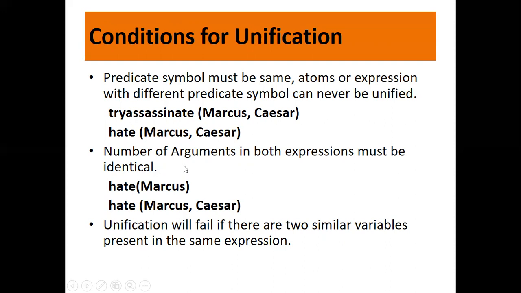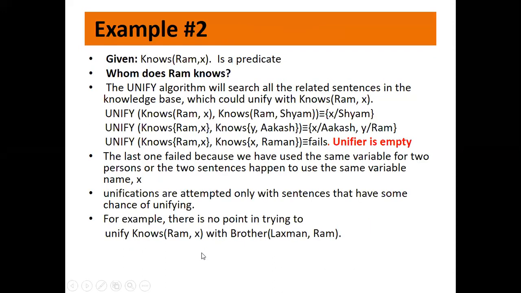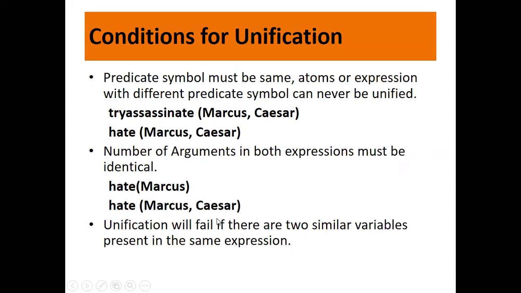Similarly, the number of arguments in both expressions must be identical. Here the predicate is the same, hate and hate, but one has only one argument and the other has two arguments. So these two statements cannot be unified. Why? The number of arguments in both statements should be identical. Now, the third point: unification will fail if there are two similar variables present in the same expression. This is what we saw here. X is the similar variable present in both statements. So unification cannot be applied.